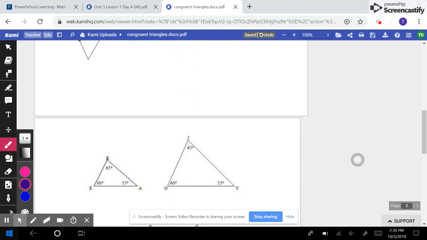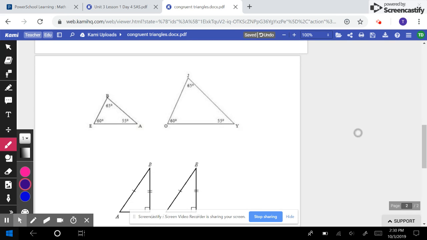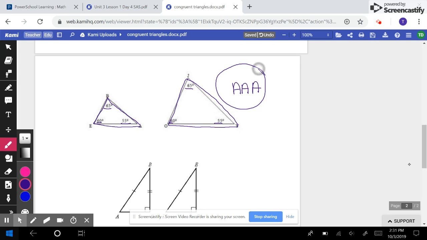A few examples where we cannot say the two triangles are congruent are, in this case, as we can see, all of the angles are congruent. So we would say angle, angle, angle. However, we can clearly see that the leg and side lengths are not the same. So angle, angle, angle is not a way we can say that two triangles are congruent.